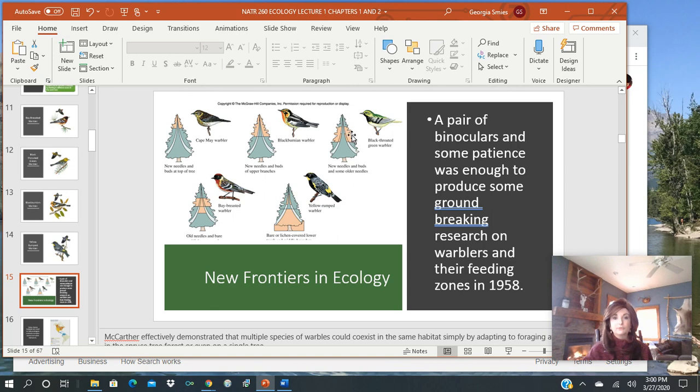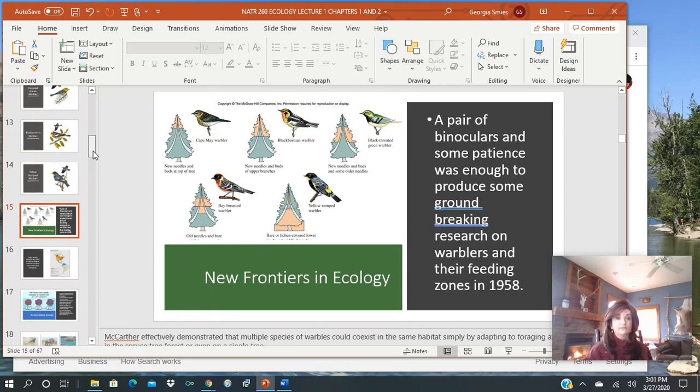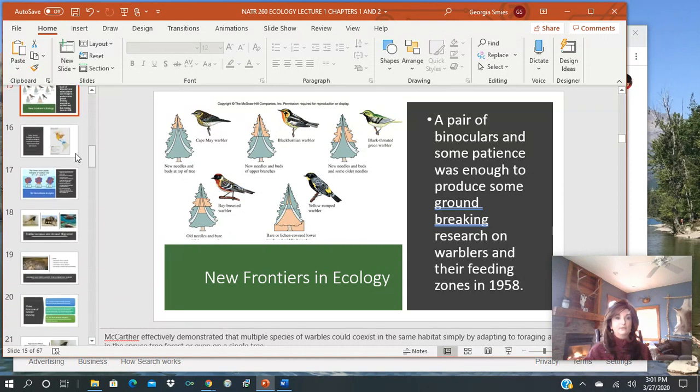So you have this black-throated green right here in the middle, the Blackburnian hanging out way up on the top, the Cape May even up above. So there's a little bit of overlap between these two and a little bit of overlap between these two. But these guys were able to partition their niches so that 5 different species of warblers could inhabit the same tree. Pretty cool stuff. Scroll down.